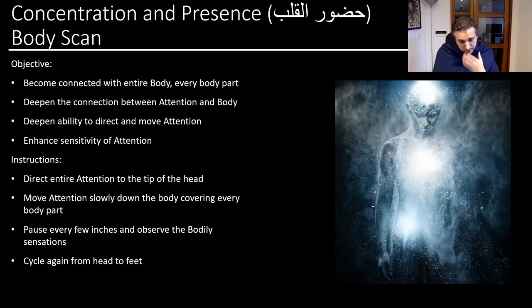So how do we do it? Very simply, we start at the top of the head. The top of your head, you direct your attention in the same way that we said before. You're not visualizing, you're not using your eyes, you're just moving your attention to the top of your head. It's called the crown of the head. You move your attention there, to that spot, and you hold it there and try to feel the top of your head.